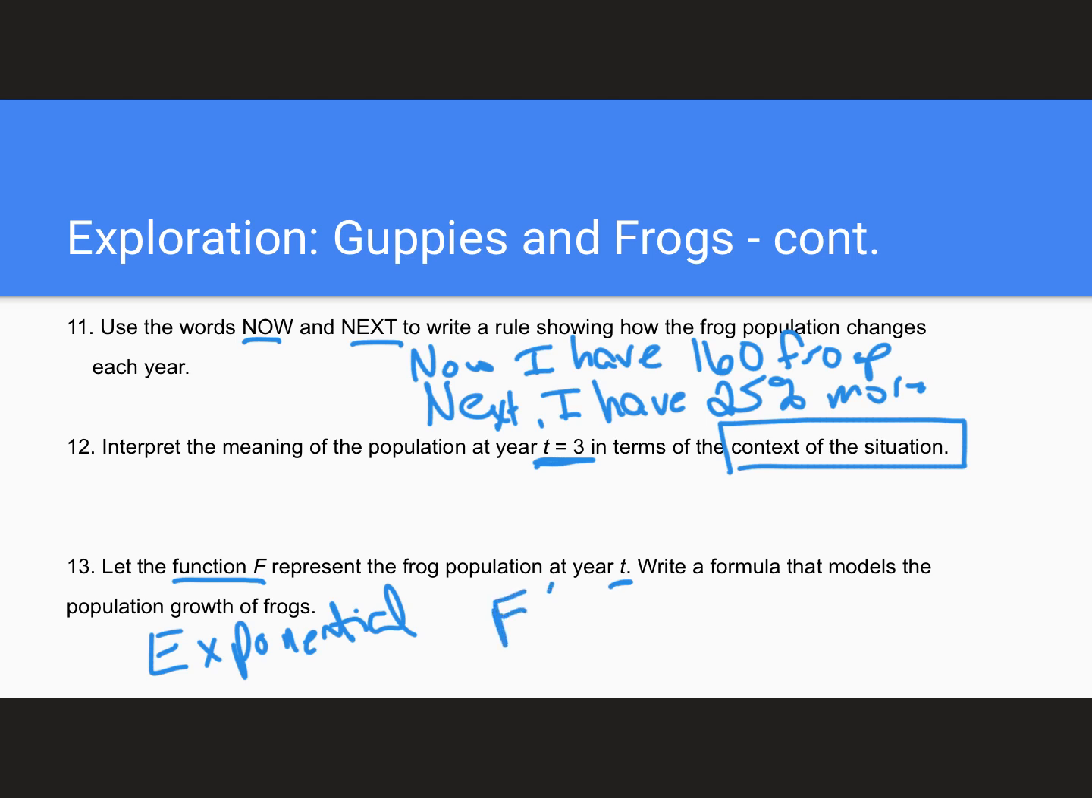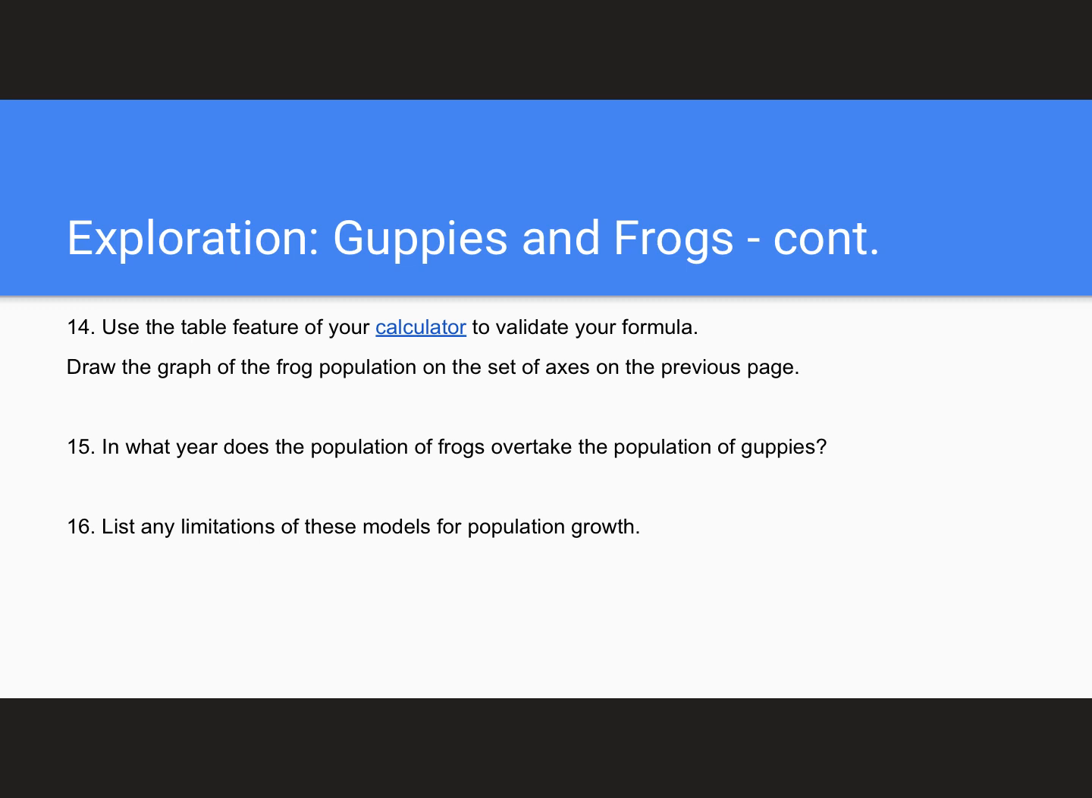F of t equals, what was our beginning? 160. What is our rate of change? We're increasing by 25%, so we are going to increase by 1.25 to the t. Okay, make sure that your equation is like that. Okay, so again, use the table feature in your calculator. So if you go to the Desmos calculator, you can do a table and validate your formula.